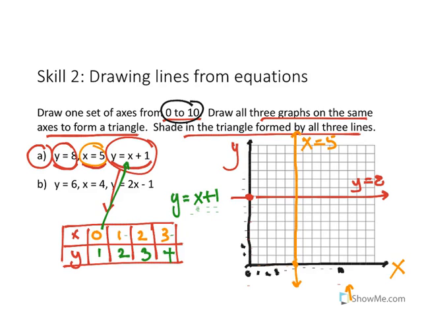You can graph this. So (0, 1), (1, 2), (2, 3), and (3, 4). And then from there, using your ruler, draw a straight line going straight up and down. And from there, you need to shade in the triangle formed by all three lines. And it's this miniature little triangle right here. So at this time, pause and do part B.